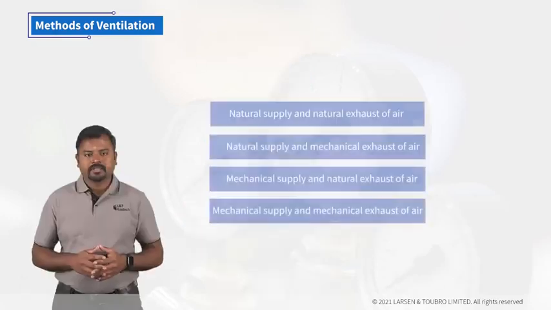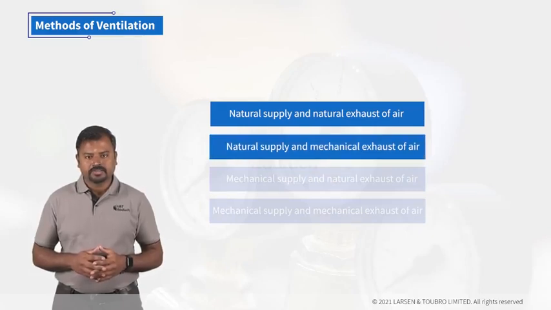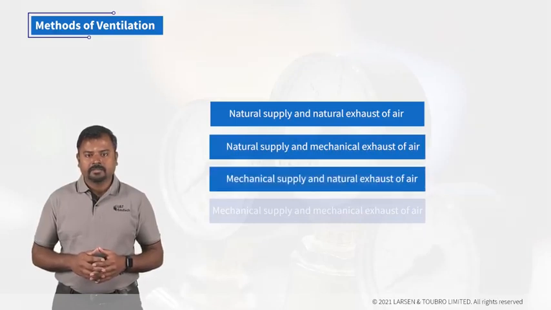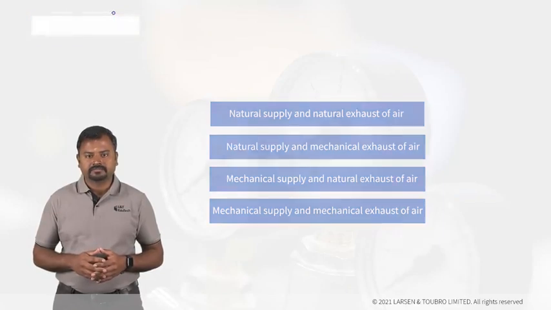Some of the commonly used ventilation strategies in buildings are listed below. First one is natural supply and natural exhaust of air, natural supply and mechanical exhaust of air, mechanical supply and natural exhaust of air, and mechanical supply and mechanical exhaust of air. Now, let us see all the above ventilation methods in detail.